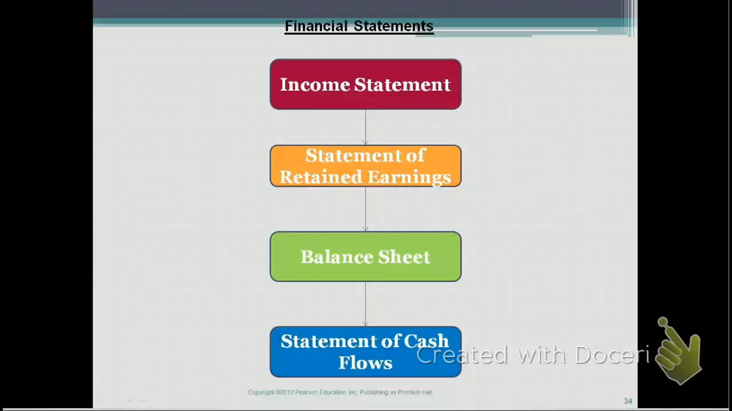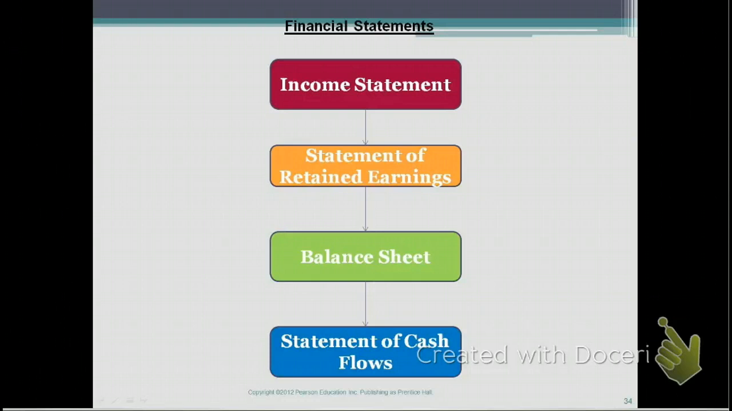Now that we have all the background information, we can look at our financial statements. There are 4 financial statements, and this is the order in which they are prepared. The first statement we prepare is our income statement. The second one is called Statement of Retained Earnings. The third statement is called a balance sheet, and the fourth one is called the Statement of Cash Flows.